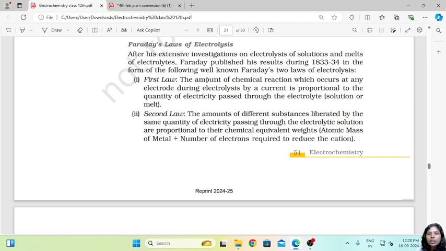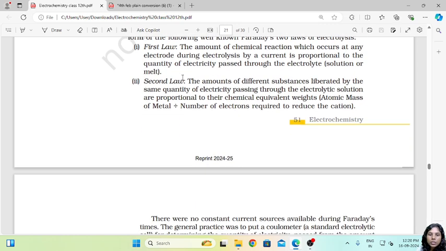So the first law, what does it tell us? The amount of chemical reaction which occurs at any electrode during electrolysis by current is directly proportional to the quantity of electricity that is passed through the electrolyte. So what are we saying? That the amount of chemical reaction that occurs at any electrode, may it be the cathode or the anode, during electrolysis, is directly proportional to how much current is being supplied through the electrolyte.